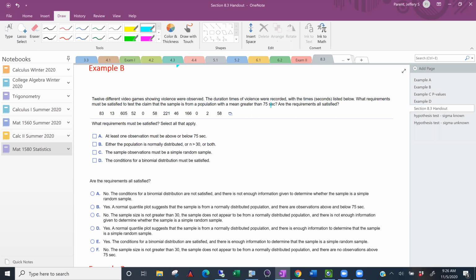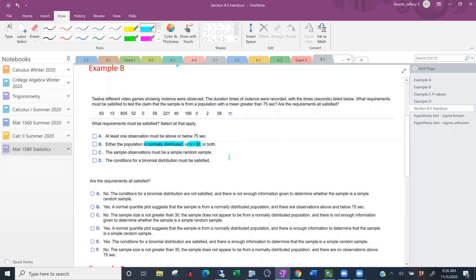Well, let's take a look at this. How many samples do we have here? 3, 4, 5, 6, 7, 8, 9, 10, 11, 12. So we have 12 samples. So we certainly don't have n greater than 30. So that's not so good. But that's not the only possibility. N can be greater than 30, or you can have a population which is normally distributed. So we should check that.